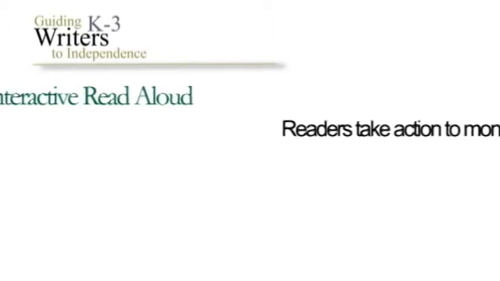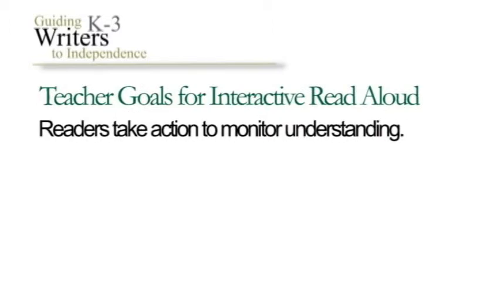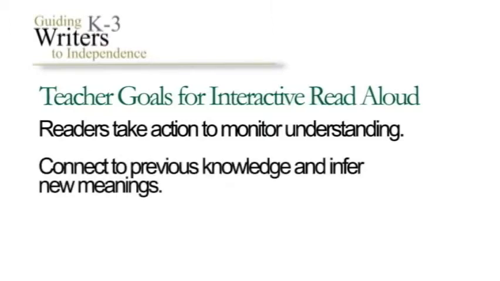Readers take action to monitor understanding. We want to help children to think about what the author has said, to think about what we think is happening next, and to really check back in the text to make sure that we are thinking along the lines and using evidence from the story. Another goal for learners is to connect to previous knowledge and to infer new meanings. And so teachers need to think about places in the text to stop, to have children make those connections about things that they have experienced themselves and what they know about the world.